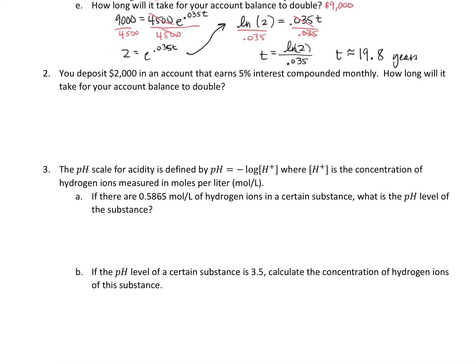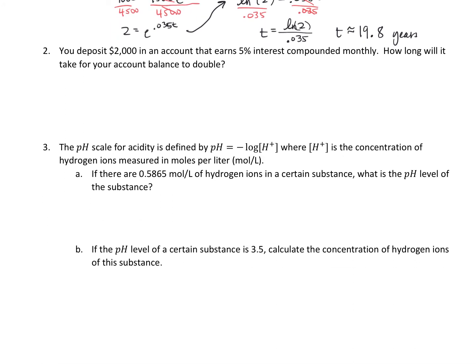Let's look at number 2. So number 2, you deposit $2,000 in an account that earns 5% interest compounded monthly. So in number 1, we had compounded continuously. Number 2, we've got compounded monthly. If it's not continuously, then it's a different formula.